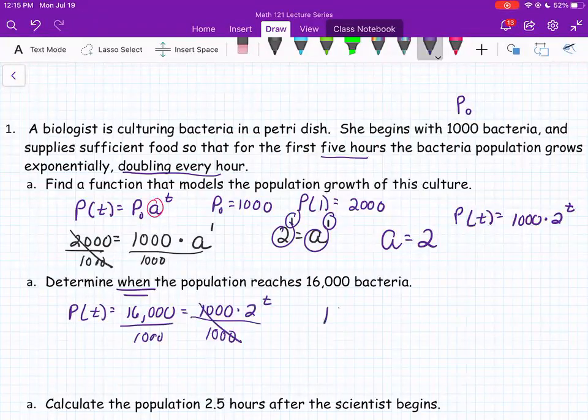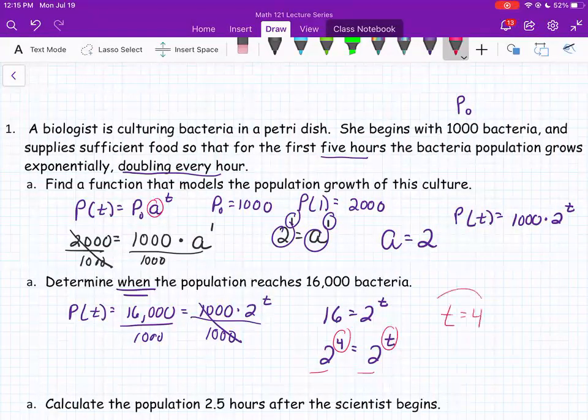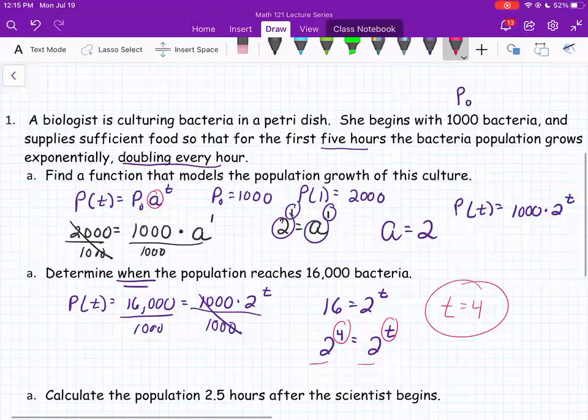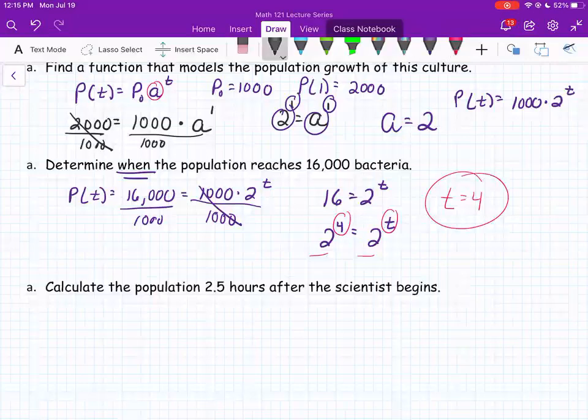We get that 16 is equal to 2 to the t, and using our skills for solving exponential equations from the previous section, we have to equate our bases. 16 can be written as 2 to the 4th, which is equal to 2 to the t power. Since our bases are equal, our exponents have to be equal, so it will reach a population of 16,000 bacteria after 4 hours.